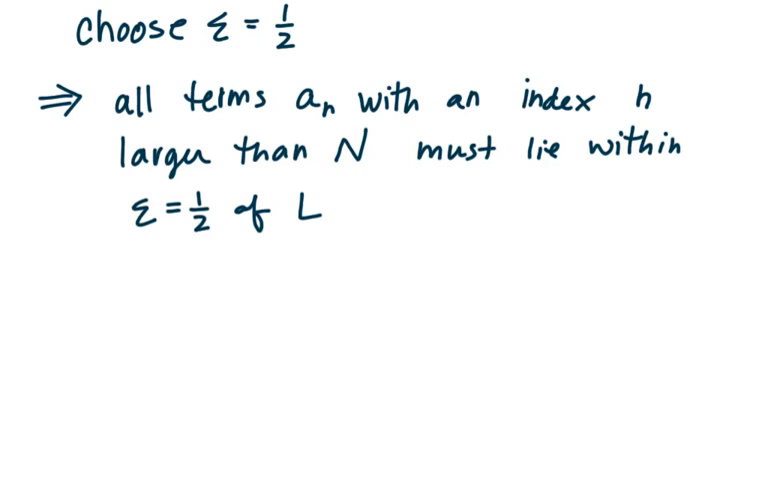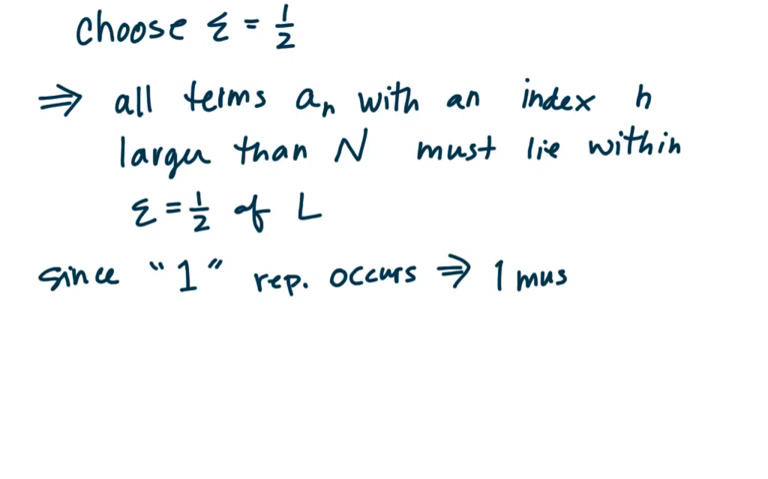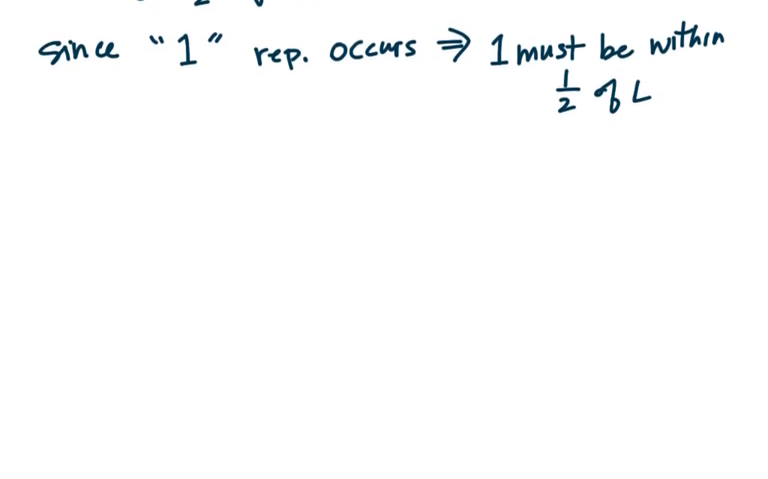And since the number 1 repeatedly occurs, this positive 1 repeatedly occurs as every other term, we must have that number 1 lie within 1/2 of L. So this value 1 must be within 1/2 of L. We're going to show that, or try to show that, using the definition we previously stated.